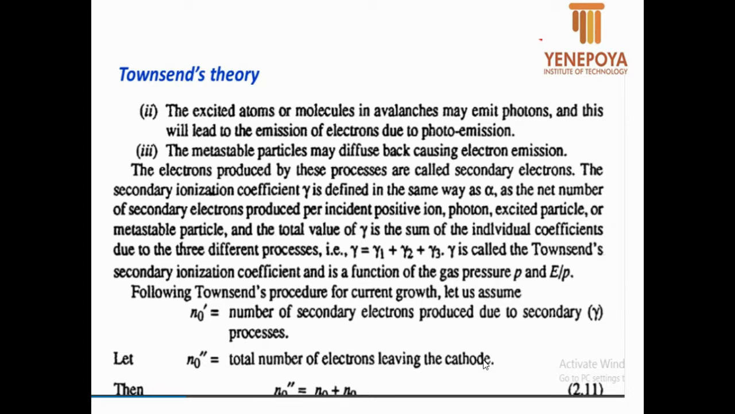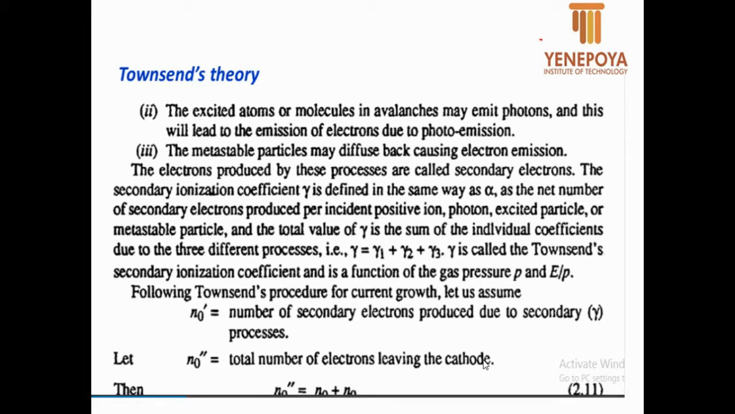Gamma is defined the same as the V of alpha: the net number of secondary electrons produced per incident positive ion, photons, excited particles or metastable particles. The total value of gamma is the sum of the individual coefficients due to the three different processes A, B, C. Gamma is gamma 1 plus gamma 2 plus gamma 3.